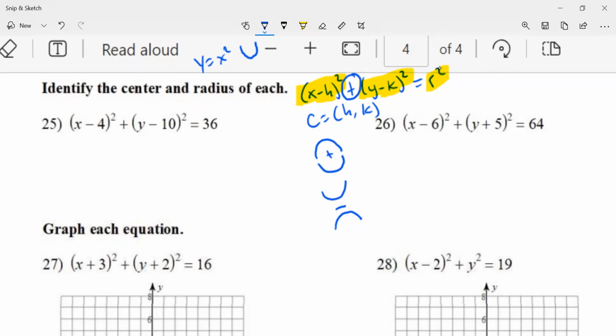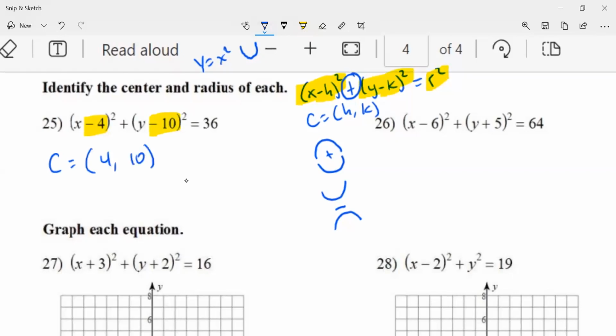Okay. So here, let's take a look at number 25. Identify the center and the radius of each. I'm looking at my numbers inside the parentheses. My center of this circle is going to be 4, 10. Notice I switch them. Again, if they were negative to begin with, change it to positive. If they were positive to begin with, change it to negative. So my center is easy to see.